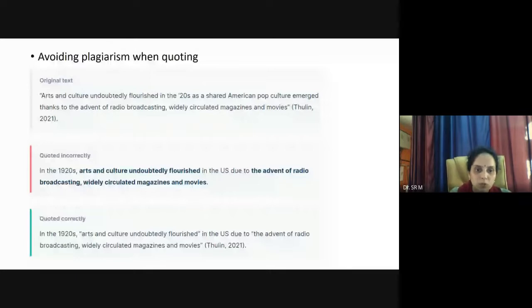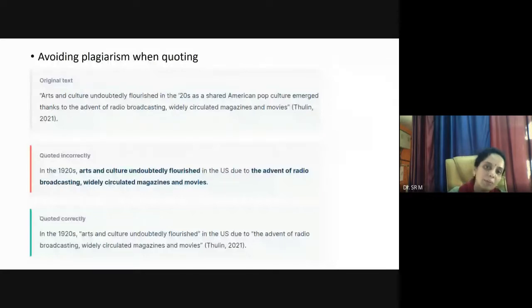See, an example also says the original text is here. And at last, you can see the author name as well as the year of publication. It is quoted incorrectly in the second paragraph because the author citation is not there. And at last, it has been quoted properly, right? In quotation marks, in the 1920s, and whatever the author has said is in the quotation marks. And at last, in brackets, we see the author name as well as the year of publication.